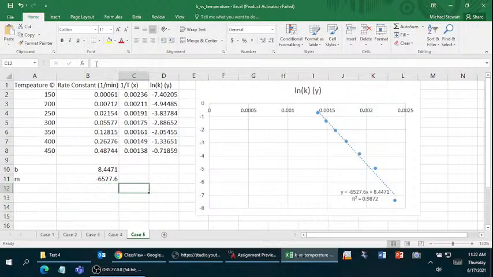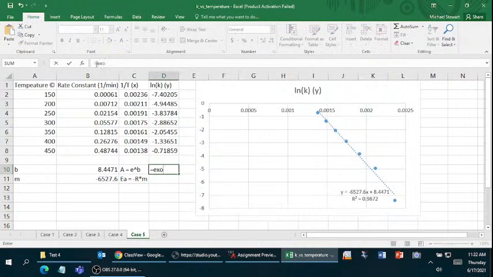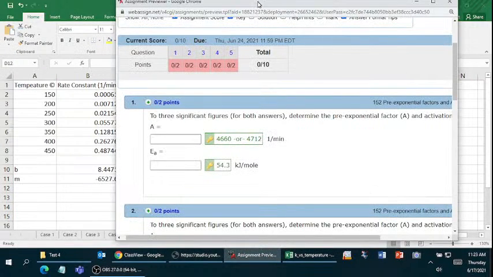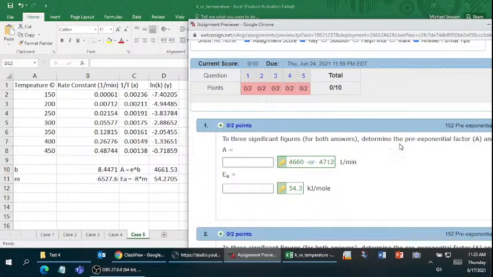We're almost out of Excel, almost. So our A, our pre-exponential factor, is going to be e to the b power, and my EA is going to be minus R times the slope. So A here is going to be the exponential, and the EA here is going to be negative 0.008314 times the slope, so 54.2. I can bring this up, and it already shows you here on my end. 4660, it tells you to do 3 significant figures. This is just to simplify your life. So it's 4660, and your EA is 54.3.